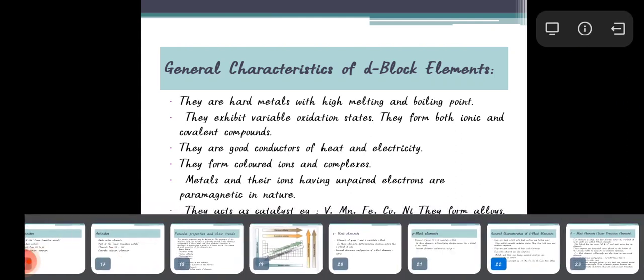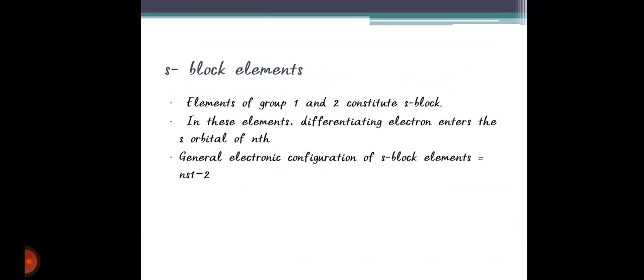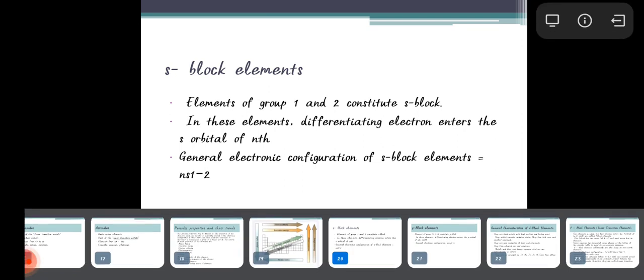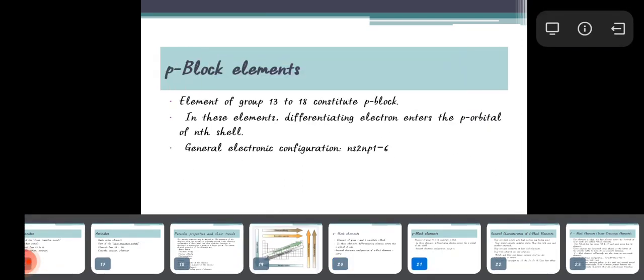Some of the general characters of s block elements are: they are soft metals with low melting and boiling points. They are highly reactive metals, providing univalent and bivalent ions by losing 1 or 2 valence electrons respectively. They have low ionization energy. They are highly electropositive metals. Most of the s block elements impart colors to the flame.